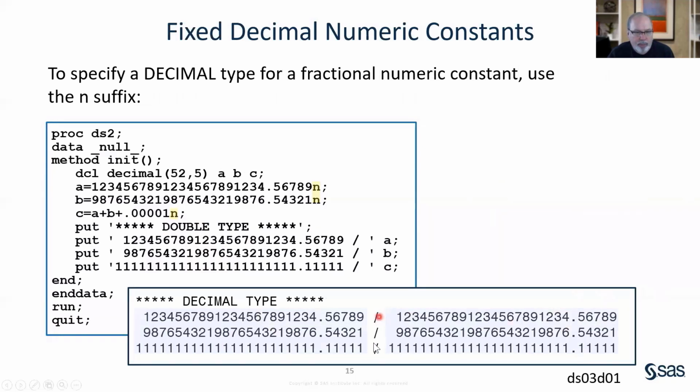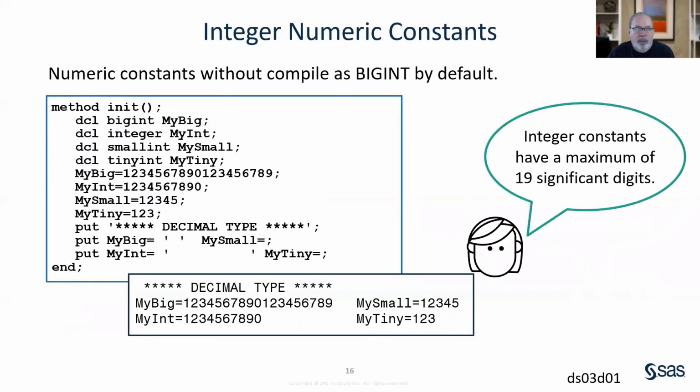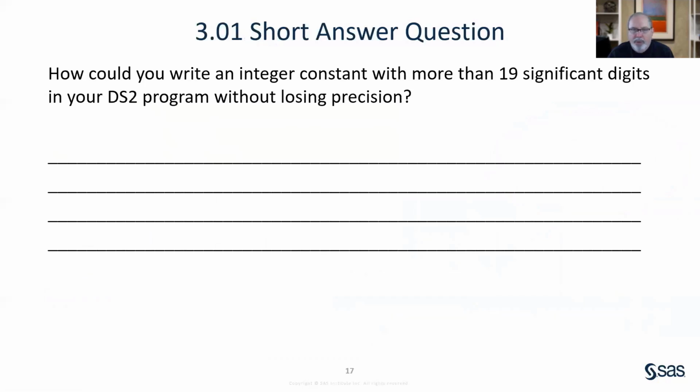Now you can see that we can put these larger numbers into our value, and because we've defined the variables as decimal and we've defined the constant as decimal, the value is stored precisely as we wrote it. Now, if you write a numeric constant that does not have a fractional value, it compiles as big int by default, which is a nice safe way of compiling it, unless, of course, the integer constant has more than 19 significant digits, in which case we need to think about that.